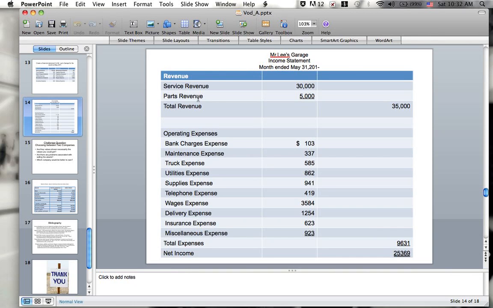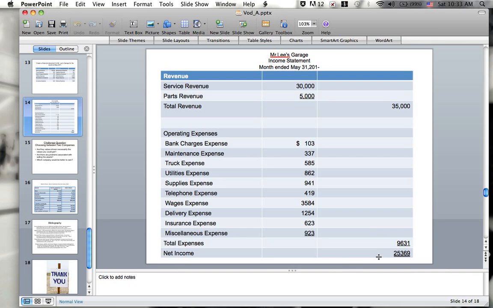The revenue section shows an increase in equity resulting from the proceeds of the sale of goods or services in the ordinary course of business. Two types of revenues are shown in the statement: service and parts revenue. The expenses section shows decreases in equity resulting from the cost of the goods or services used to produce the revenue.